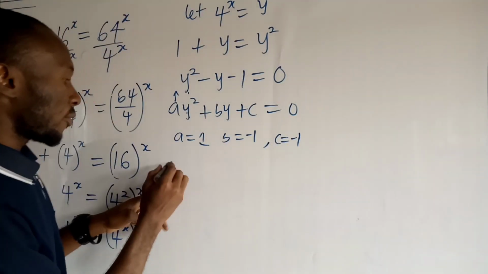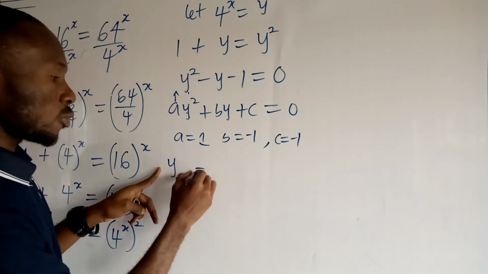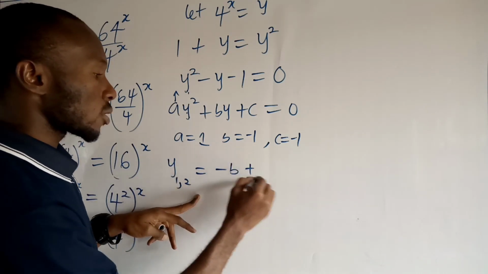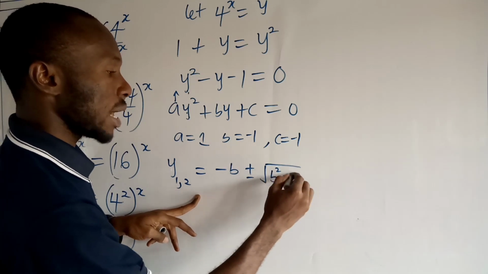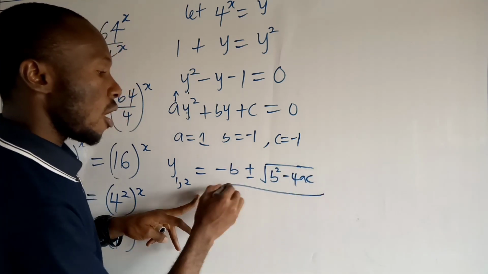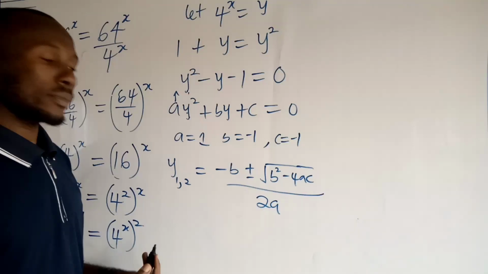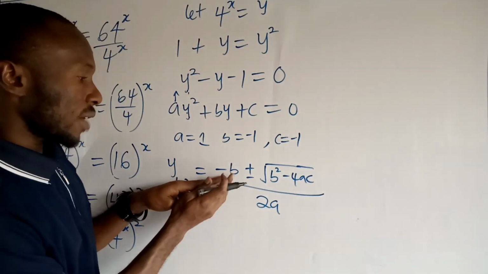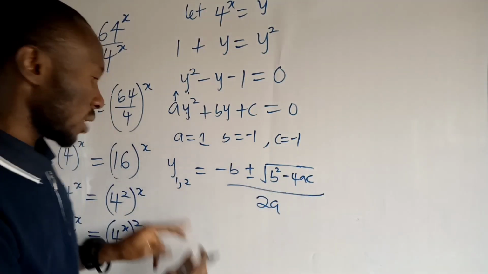So we plug into the quadratic formula, y1, 2 equals minus b plus or minus the square root of b squared minus 4ac, all over 2a. Very well. So we plug in the values of b, a and c. So let's do it right here.